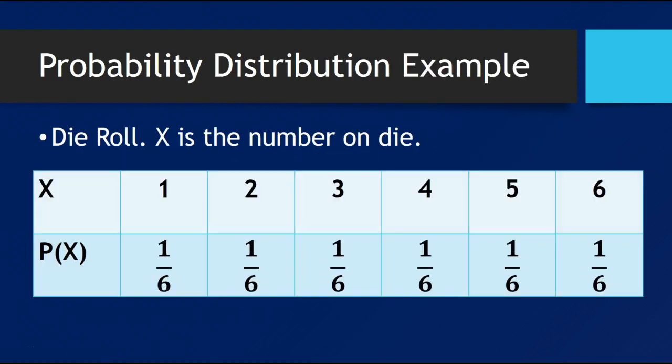So let's do a couple of examples here. So first off, let's say we roll a die. So we're going to roll a single die. And I've oriented this probability distribution horizontally.